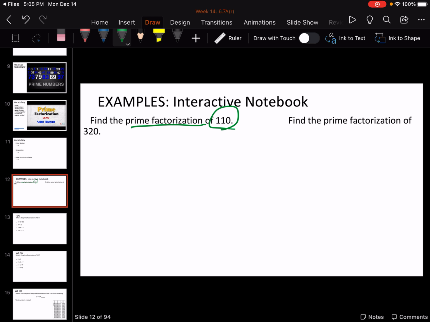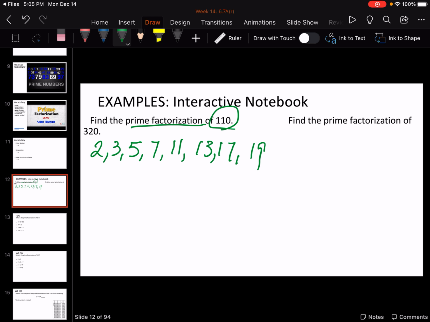First, I need to list my first 8 prime numbers. We have 2, 3, 5, 7, 11, 13, 17, 19. We need to always write those.